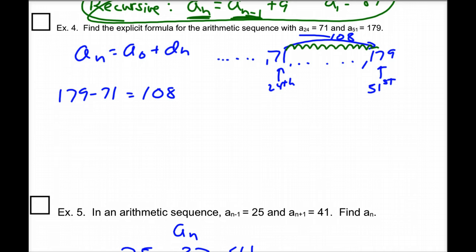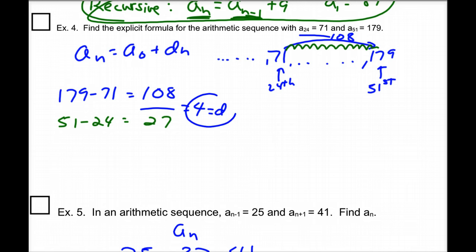So the question is, how many jumps are there? Well, it goes from 24 to 51, so we'll go 51 minus 24. There are 27 equal jumps. 108 total, 27 equal jumps. They must be 4 each in size. And that's your d. Now that's the reason behind it.